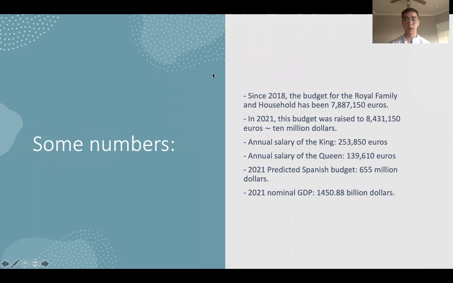All right, some numbers. Since 2018, the budget for the royal family was almost 8 million euros. In 2021, this budget was raised to 8,431,000, which is about $10 million. The annual salary of the king this year is 2,053,850 euros. The annual salary of the queen is 139,610 euros. And the predicted Spanish budget for 2021 is $655 million. And the nominal GDP for this year is $1,450.88 billion.